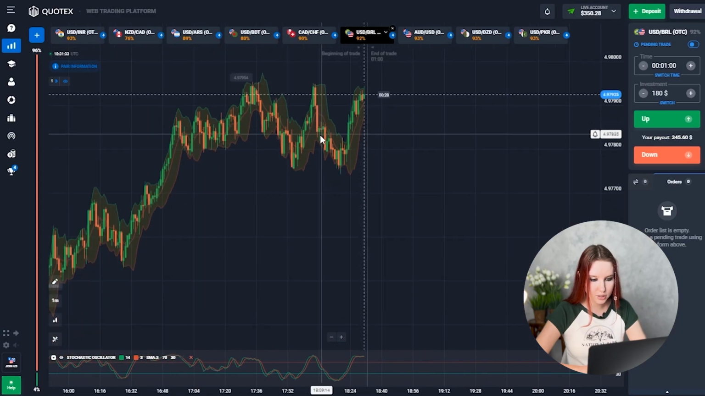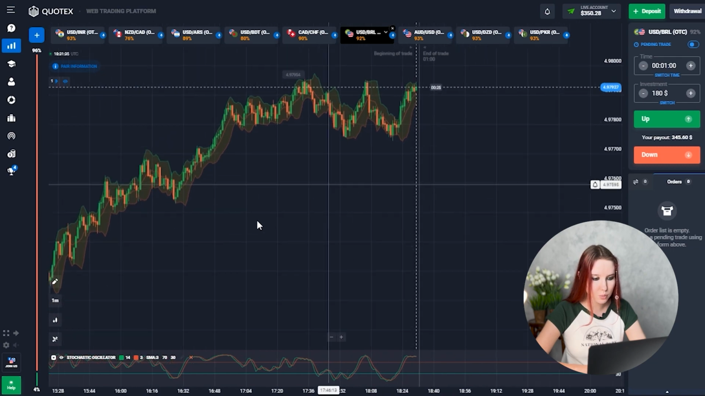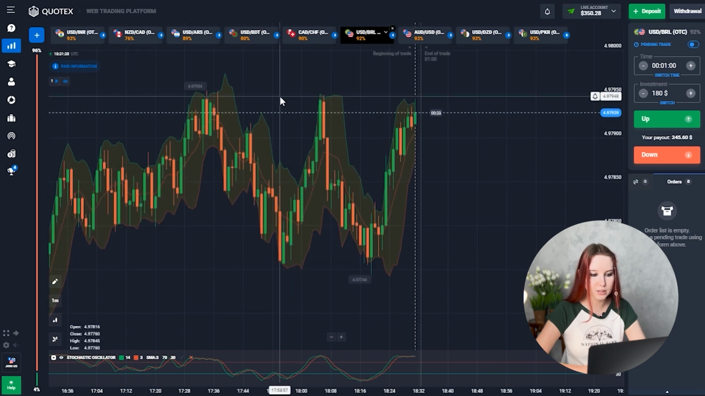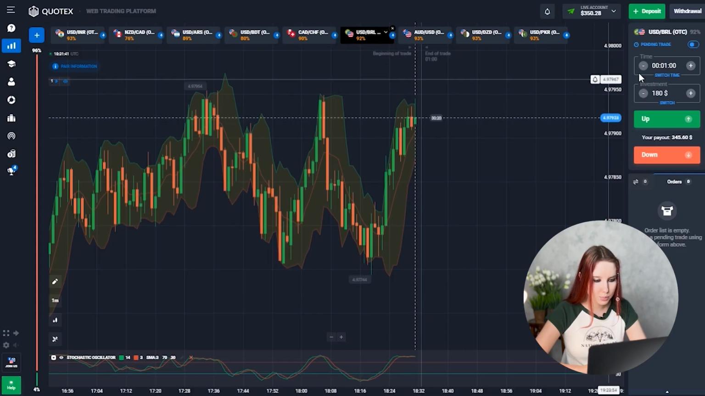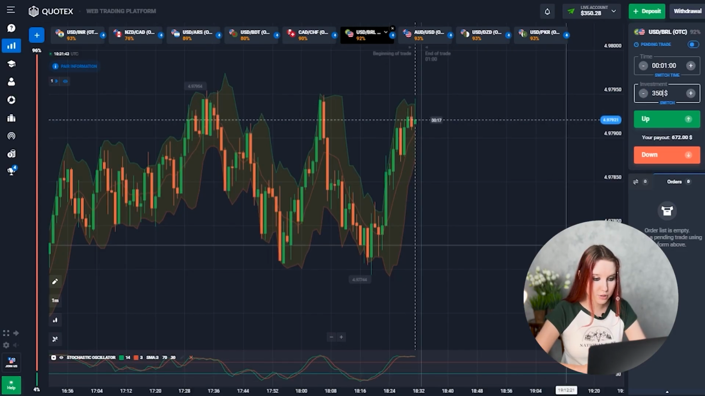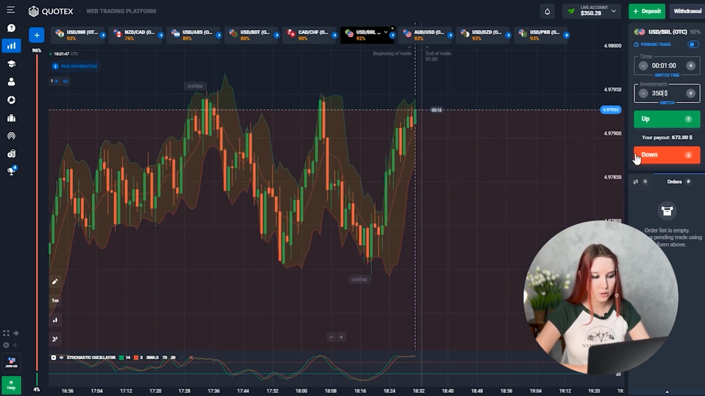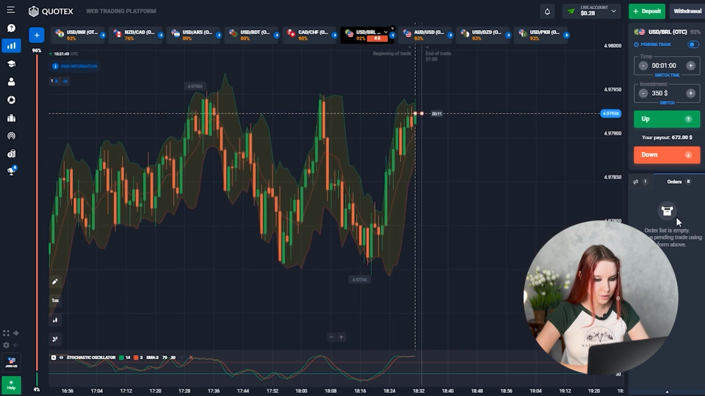And guys, on this currency pair you can see that there's a global uptrend here, but look, the price is always at the resistance level now, so stochastic is at the overbought level. Well, I want to invest 350 bucks here, and I'm very confident that the price needs to correct. All right, that's why the trade is down.